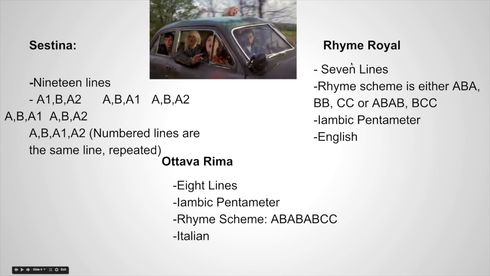There's the rhyme royal, which is 7 lines long. There is a couple different rhyme schemes to choose from, iambic pentameter, and it's English in origin. There's the ottava rima, 8 lines, iambic pentameter, and a different rhyme scheme. This one is Italian. So you can see a lot of these have very slight differences, but depending on what mood you're in, you can use them for different purposes.